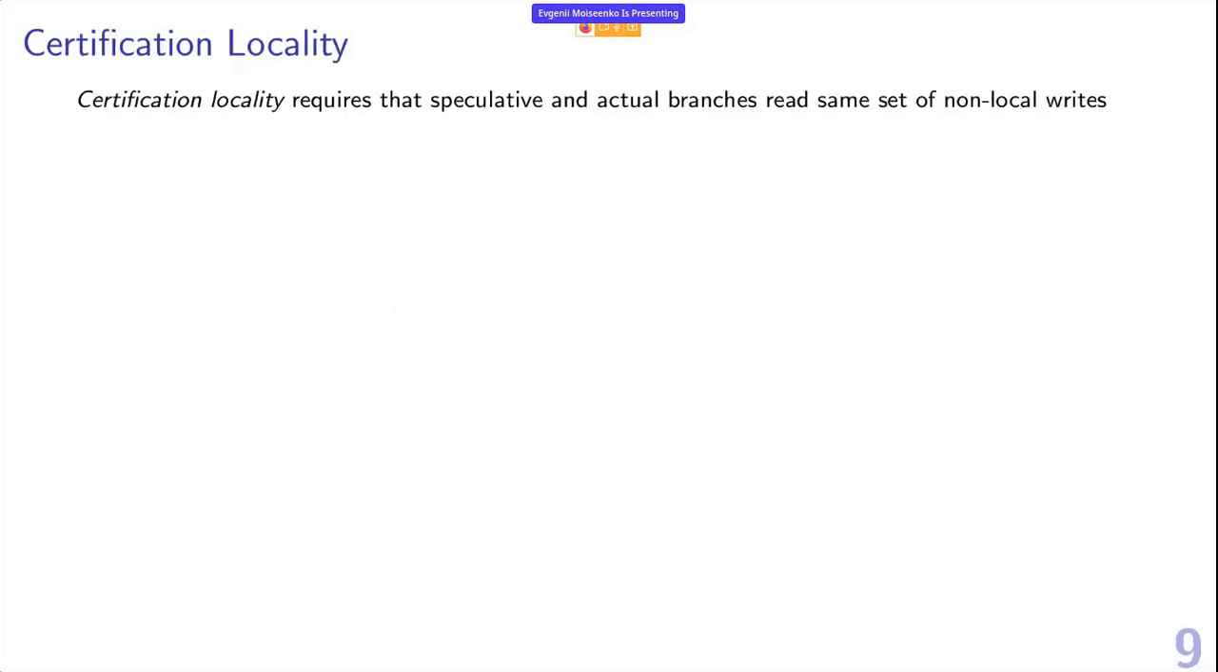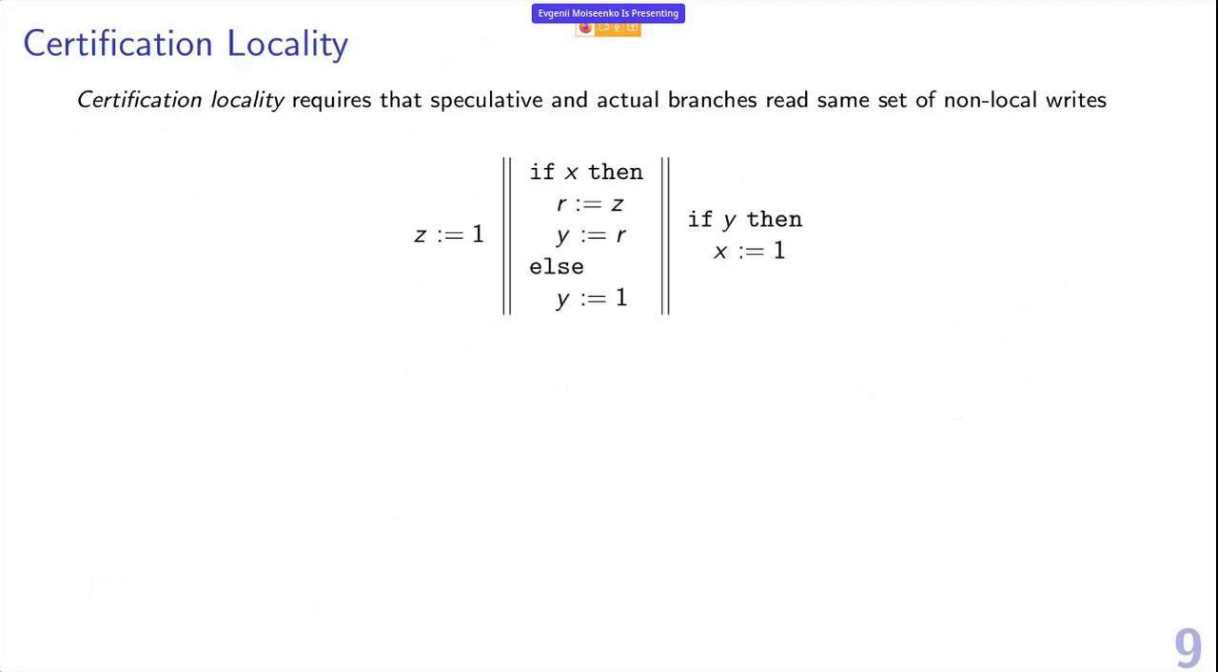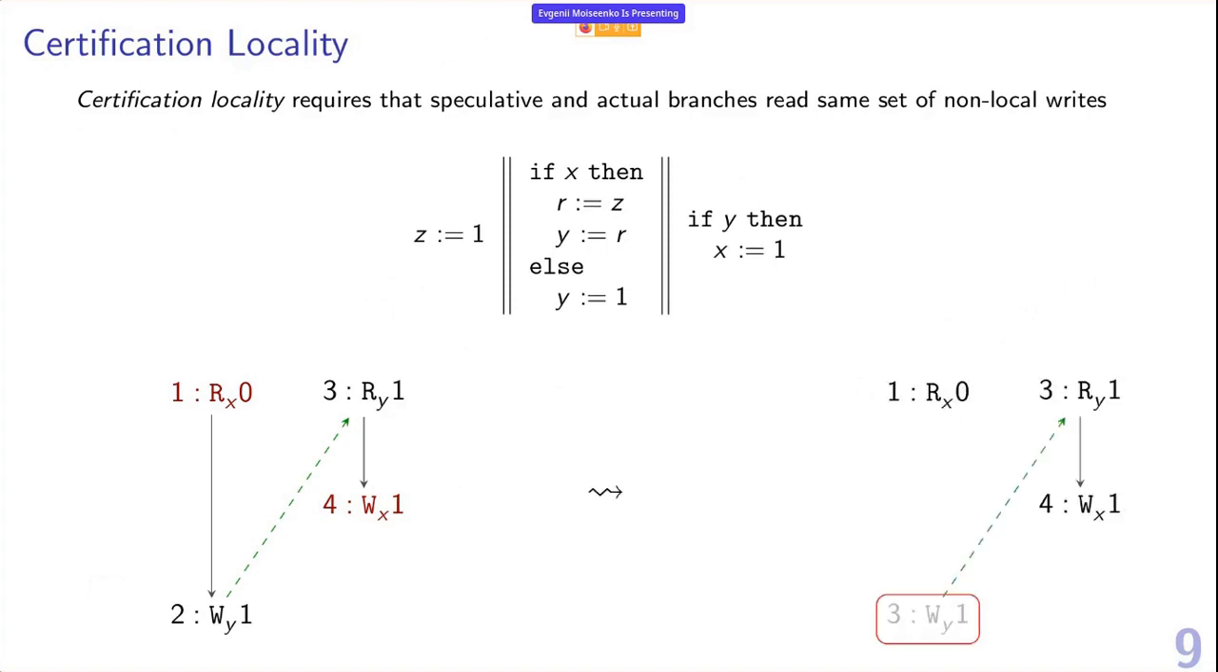Another property that we have introduced is certification locality, and this property forbids various bait and switch types of behaviors. It states that speculative and actual branches of an execution should read the same set of non-local writes. So let me show it on another example. Consider the program, and again, suppose the model checker starts by generating an in-order execution graph. Next, it detects a load buffering race here, and it tries to certify the promise.